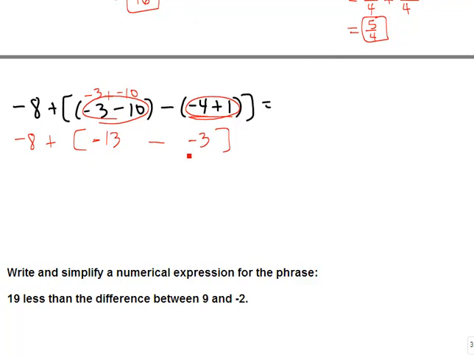Now when I go to simplify the brackets, I've got a minus minus, that double negative, so minus minus becomes plus plus. So this is really negative 13 plus a positive 3. Opposite signs, so subtract. 13 take away 3 is 10. The 13 was larger and it was negative, so this 10 is going to stay negative. So everything in the brackets turns into a negative 10. Finally, I want to add to that negative 8 that was out front. A negative plus a negative. So here we want to add. 8 and 10 is 18. They were both negative, so my answer stays negative.